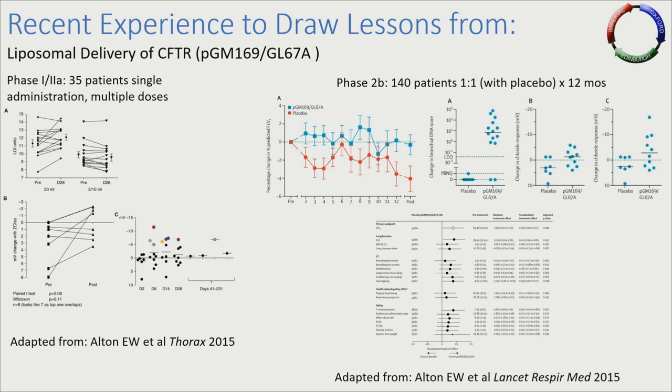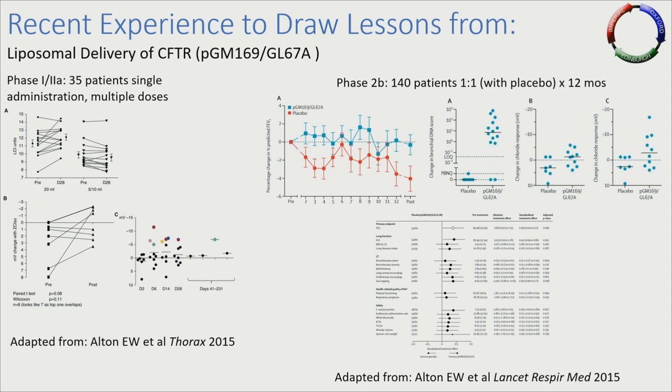I'm not going to highlight every detail of this, but there have been a few lessons learned from their recent work, from liposomal delivery of CFTR in a phase 1-2A program, followed by the first really successful phase 2B early efficacy trial with GBT a few years ago. A few of the lessons learned are that we can use some of the common clinical endpoints to show some efficacy, including FEV1, although that was a little bit dubious in some of these trials.